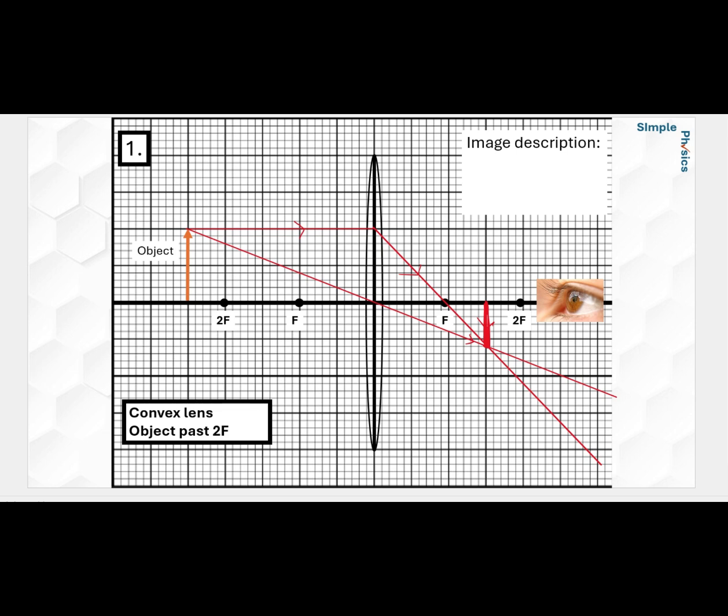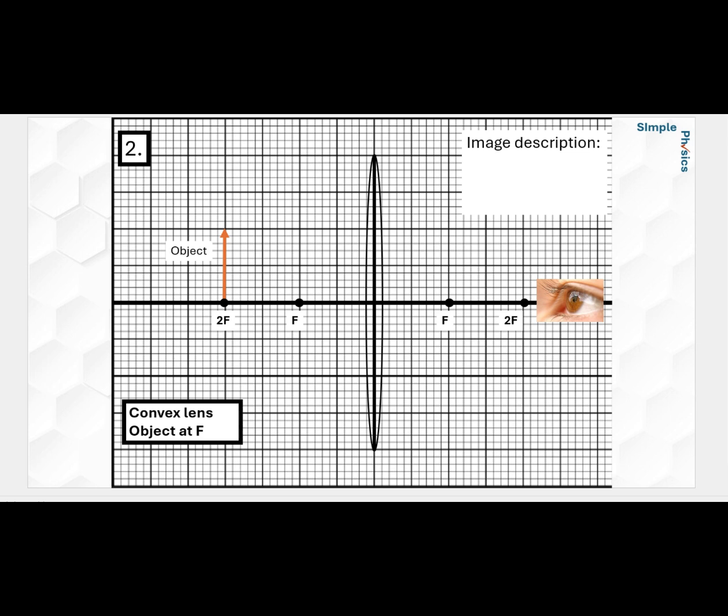How do I know it's real? It's formed on the opposite side of the lens. So I've actually drawn these anyway. So here we go. That's not far off from what I drew myself. So inverted means upside down, diminished means smaller, real means it's on the other side of the lens. Okay, what happens now if you bring it closer? So if you bring it to 2f, again, I'll just show you.